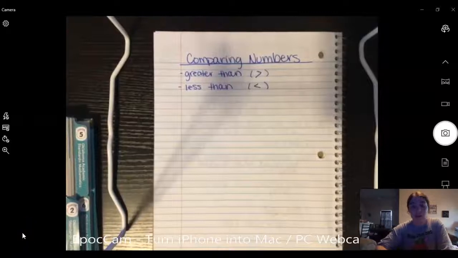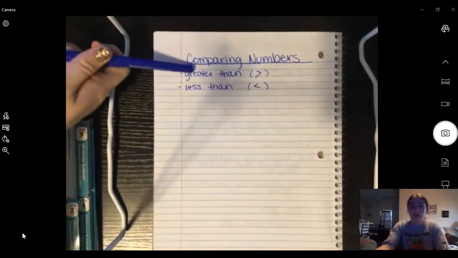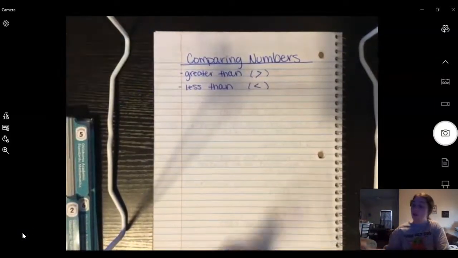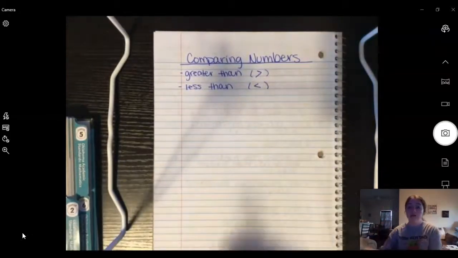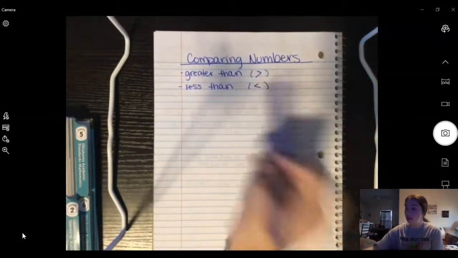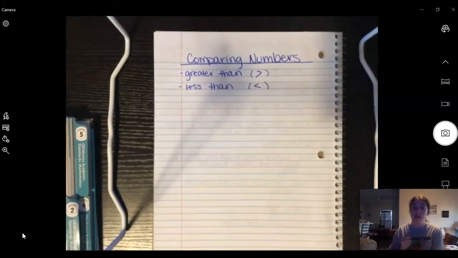Right? We're going to be learning about comparing numbers. So the two vocab words that we have for comparing numbers are greater than and less than. Greater than, we use the sign with the open mouth going towards the greater number. Less than, we use the closed end going towards the number that is less than.